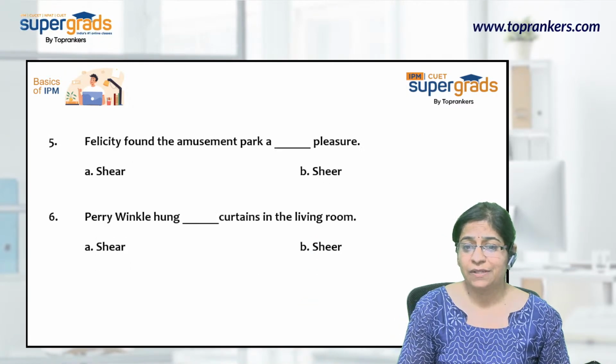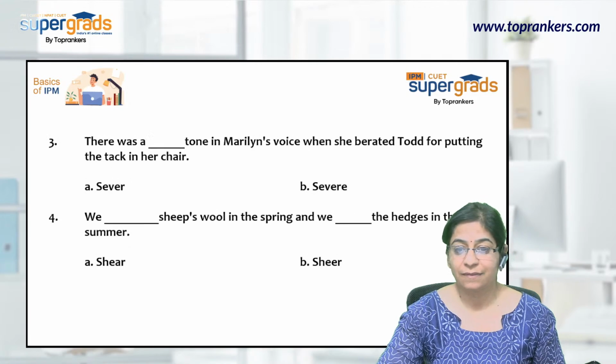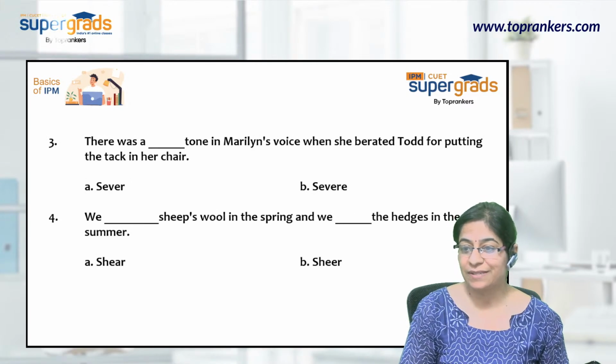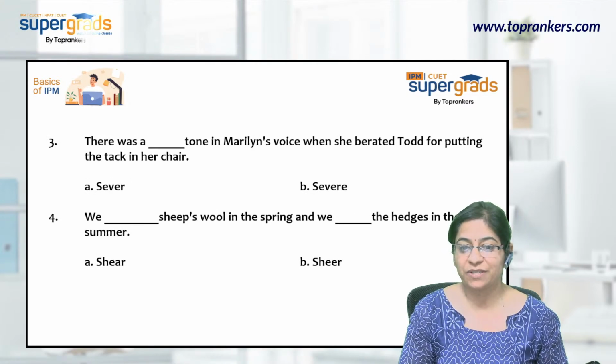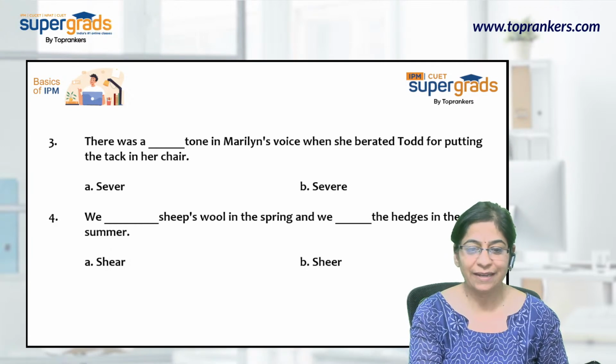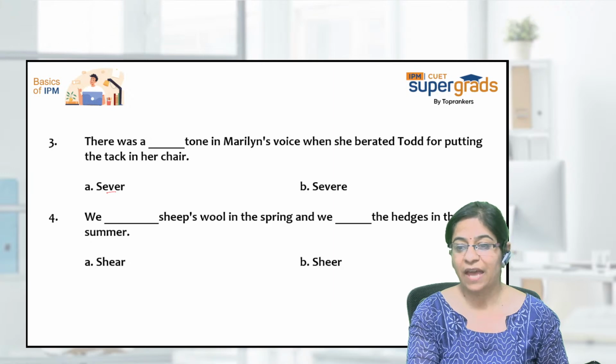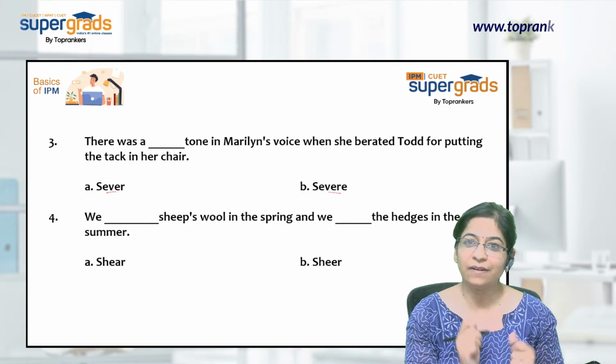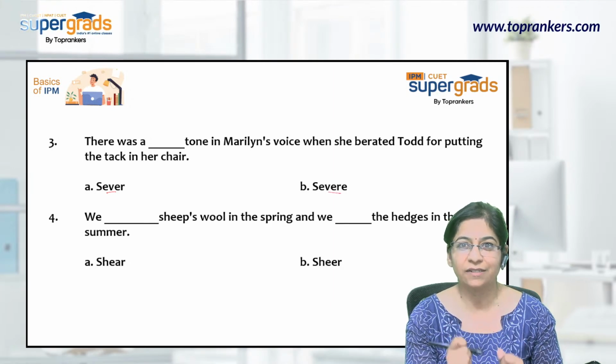Well, there was a dash tone in Merlin's voice when she berated Dot for putting the tack in her chair. Now, what tone? See, the words are sever and severe. Now, severe is when somebody is harsh and somebody is extreme.